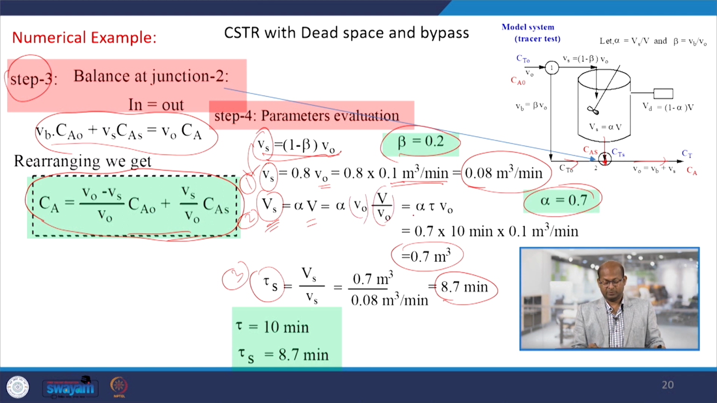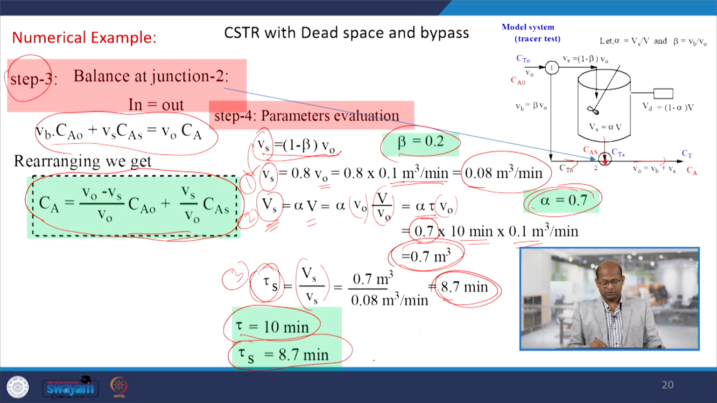So, then alpha into tau into V naught value is given. So, tau is equal to 10 minutes, alpha equals 0.7 it is given, and then Vs, the system volume, we can find out. Tau s equals Vs by V, that is equal to 8.7. So, the actual space time tau is this, but this is the system space time. So, this is less than this due to the bypassing.